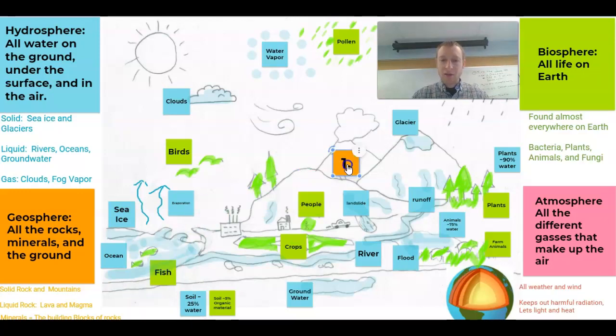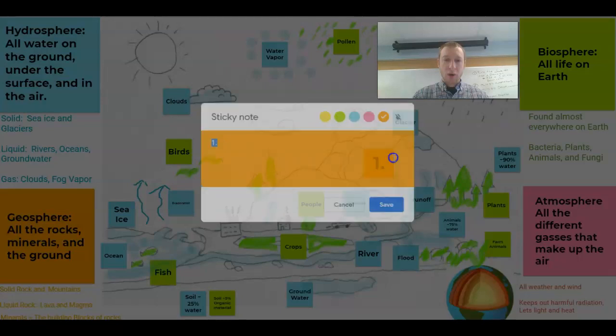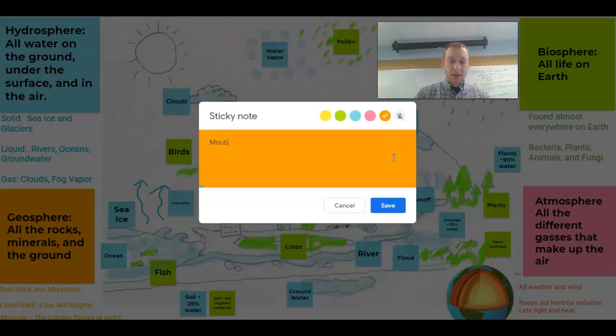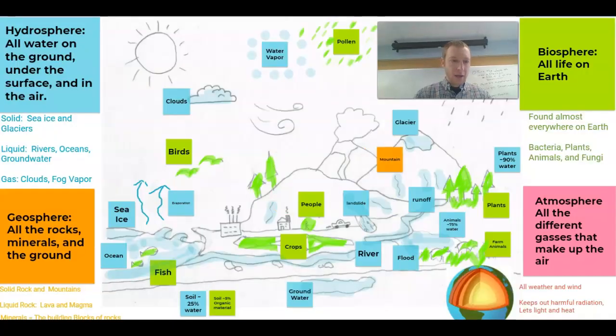So let's see, here I've got a mountain, right? So I would label this mountain, and then I can go ahead and color it orange. Now, I know that the other day some of you couldn't color for some reason. No big deal. It's really not the most important thing. But if you can color it, you should go ahead and color in some things that are part of the geosphere. Okay? So look around. What else can you find that's part of the geosphere?